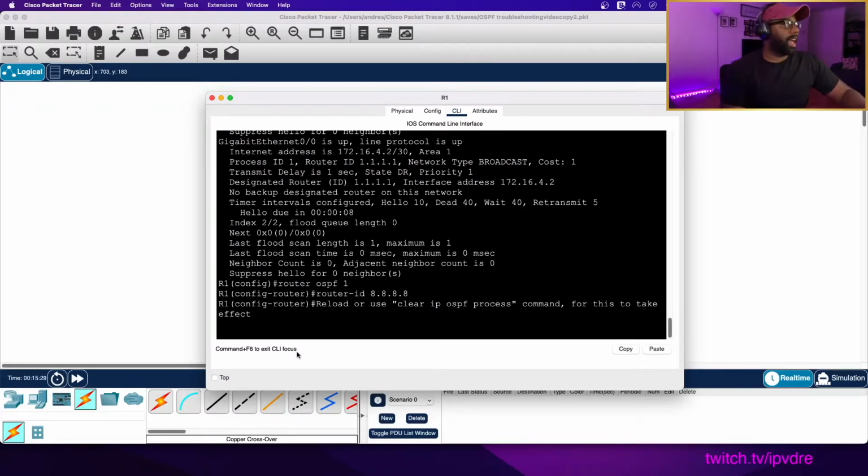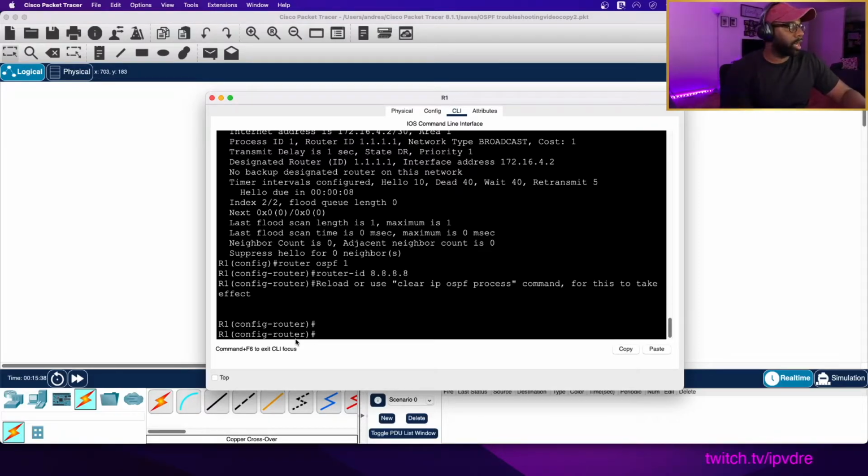Keep in mind that these are not IP addresses. They're router IDs. They're 32-bit router identifications, right? So we can do clear IP OSPF process.